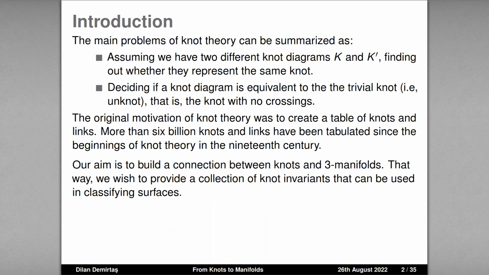The main problems of knot theory can be summarized in 2 points. Assume that we have 2 knot diagrams and we want to find out whether they represent the same knot or not. And on the other hand, we have to decide if a knot diagram is equivalent to the trivial knot, that is the knot with no crossings. I will call that knot the unknot from now on. The original motivation of knot theory was to create an exhaustive tabulation of knots and links. From the beginnings of knot theory in the 19th century, more than 6 billion knots and links have been tabulated. In my talk, my aim is to build a connection between knots and three manifolds. That way, we can get a connection of knot invariants that we can use in classifying surfaces.